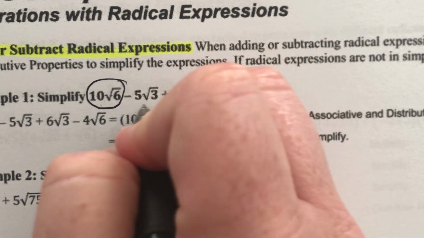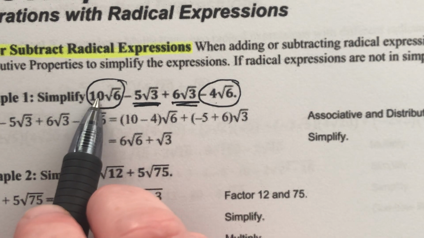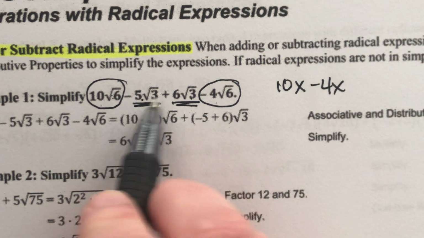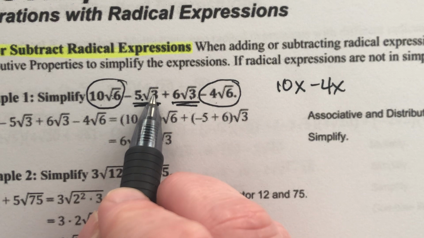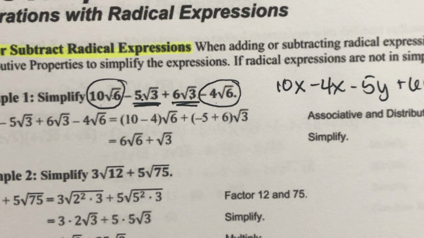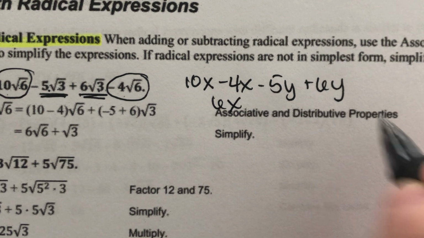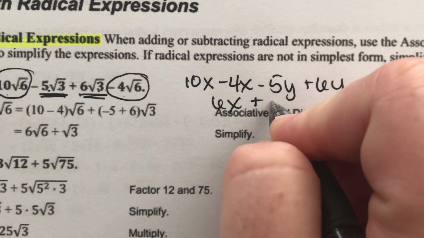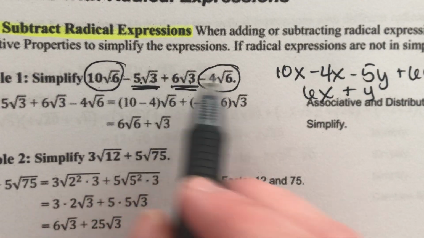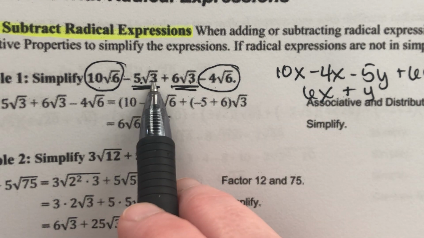Same thing with these middle two, square root of 3 and square root of 3, all right? So again, think of this as like an x, like 10x minus 4x. And then think of these as something different because they're not the same as this. They're different. So we could think of them as like a y, minus 5y plus 6y. So if we were going to simplify this, that's easy, right? We'd have 6x, and then negative 5 plus 6 is positive 1. So we'd have plus y. Done. Same exact thing, but we're going to have these radicals behind us. So we're going to have 6 square root of 6 plus square root of 3, okay?